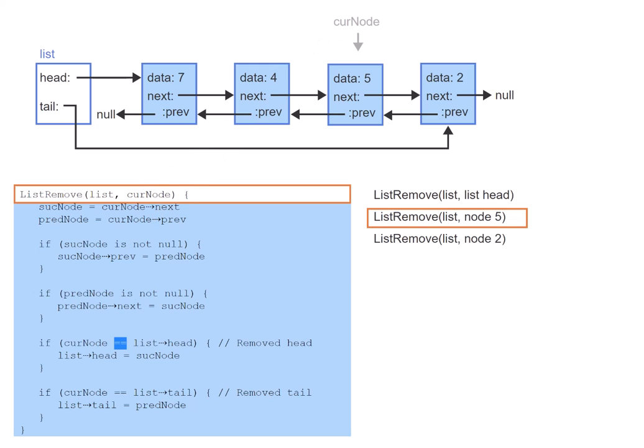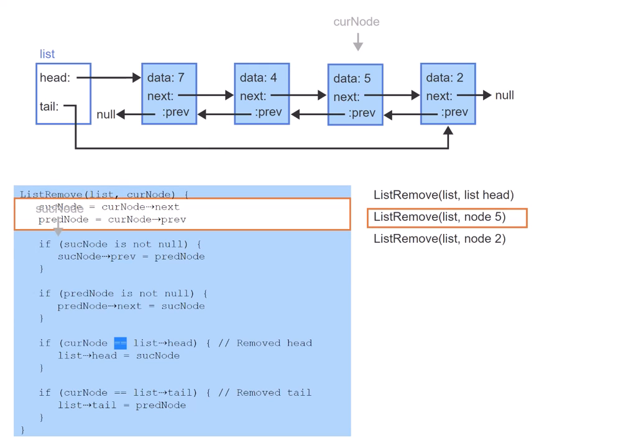Remove list. So when we're removing, we're looking at the predecessor and successor. And the current node is the one that we're removing. And as you can see in this, it has two parameters: list name and the location of where we remove the node.